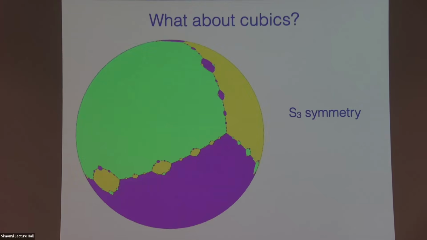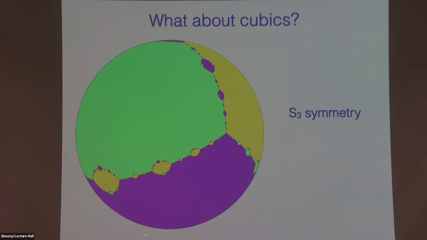And the answer is, in fact, we can find a rational map with S3 symmetry. The z squared map had S2 symmetry, the symmetric group on two elements. Here's a rational map with an attractor at 3 points. Every point on the sphere, with a measure 0 exception, converges to one of those 3 special attracting points. And the whole picture is symmetric with respect to the action of S3 by Mobius transformations on the sphere.